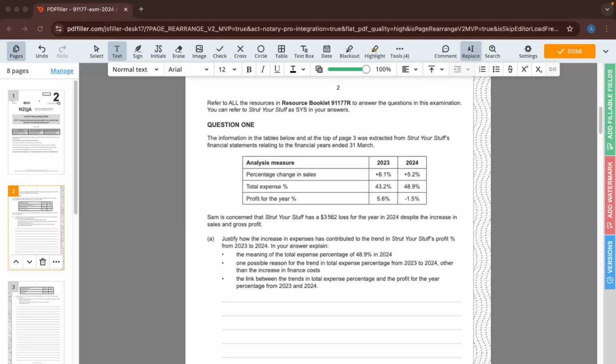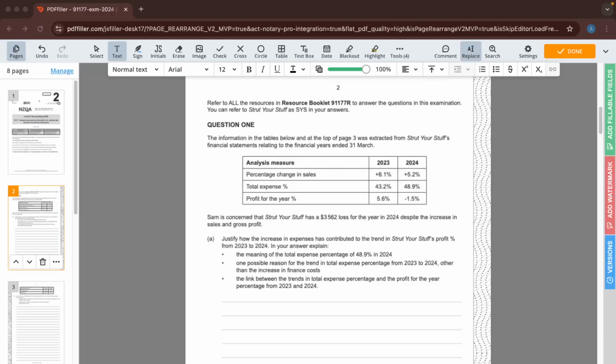Just looking at the question here: justify how the increase in expenses has contributed to the trend in Strut Your Stuff's profit percentage from 2023 to 2024. In your answer, explain the meaning of the total expense percentage of 48.9% in 2024, one possible reason for the trend, other than the increase in finance costs, and the link between the trend in total expense percentage and the profit for the year percentage from 2023 to 2024.